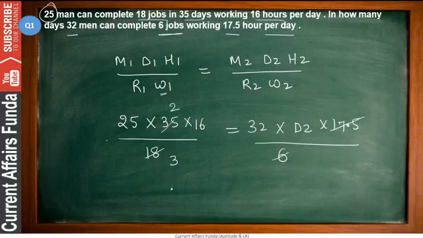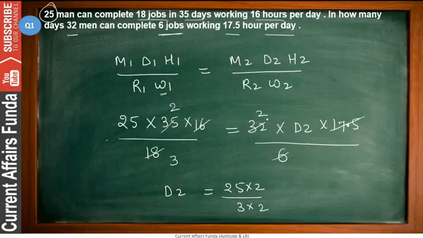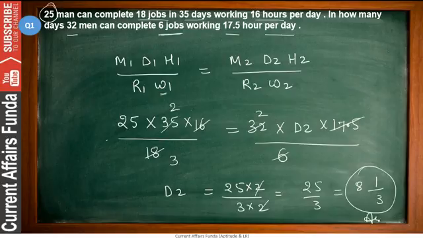And d2 will be 25 into 2 divided by 3 into 2, basically cancelling 16 two times here. So 3 into 2 will be on this side and 25 into 2 here. If you solve it, the 2 and 2 cancel out, giving 25 by 3, or we can say 8 whole 1 by 3. So this will be your d2.